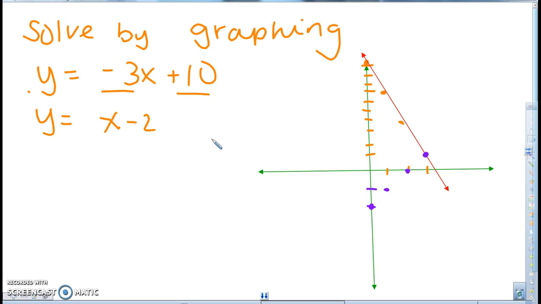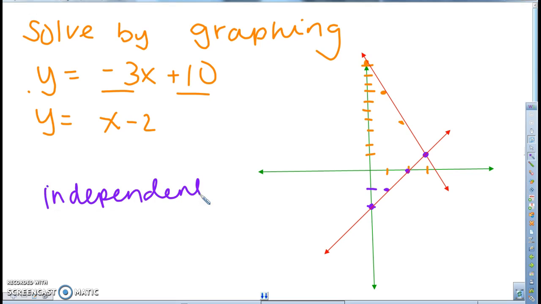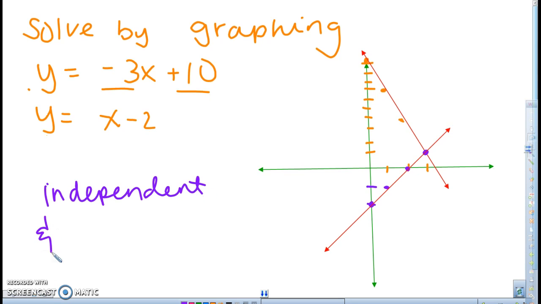And we see that they're going to intersect, which would make them what kind of system? Check all that apply. Independent. Consistent. Where did these intersect? 3, 1.